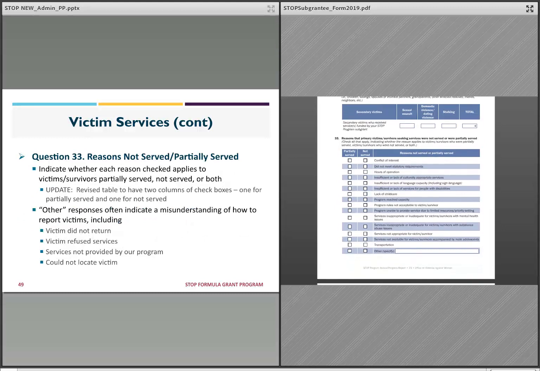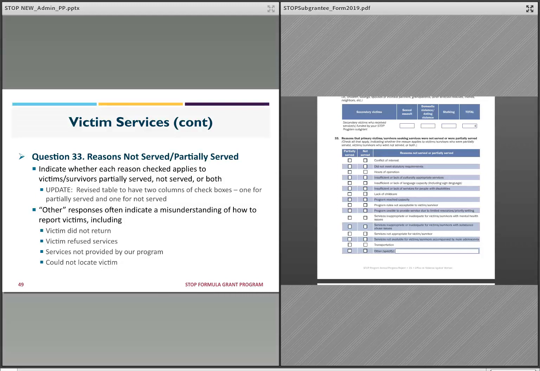In question 33, reasons not served, partially served, indicate whether each reason checked applies to victim survivors partially served, not served, or both. One update to this progress reporting form is that the revised table now has two columns of checkboxes, one for partially served and a separate one for not served. So if your subgrantee is reporting any victims as partially served or not served, you want to make sure that they have checked off a reason that they were partially served or not served.